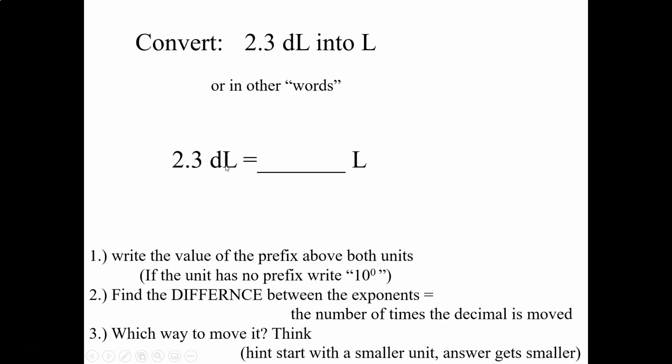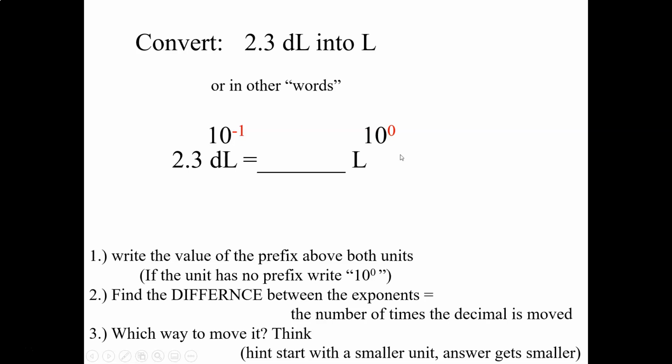What you're going to do is look next to each unit, and look at the prefix. If there's a prefix, you're going to put the value above it. So that's 10 to the minus 1. Deci means 10 to the minus 1. You hopefully remember that from the other day. And if it does not have a prefix, so this is just liter, there's no prefix, you're going to put 10 to the 0.